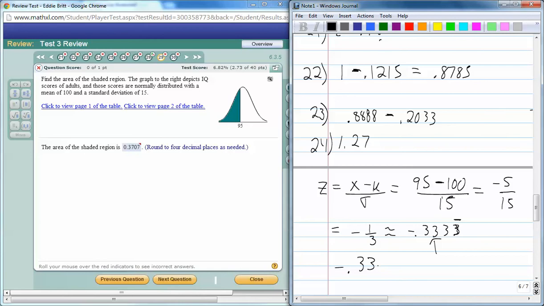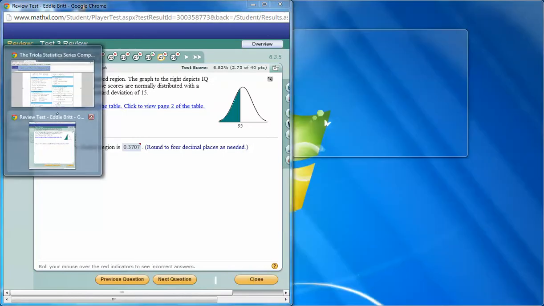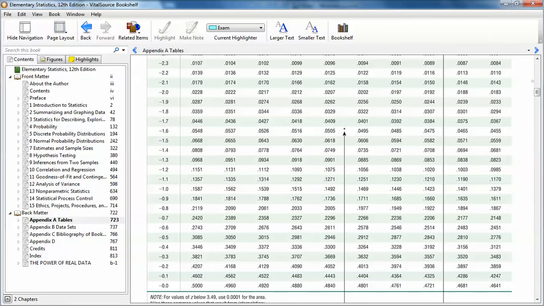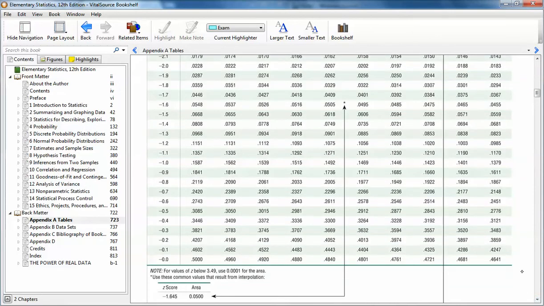You say, that's not the answer given. Well, it doesn't say what is the z-score. It wants us to find the area of the shaded region. So now that we have a z-score of negative 0.33, we can go to our z-score chart and look at negative 0.33, and it'll give me the area that was shown there.